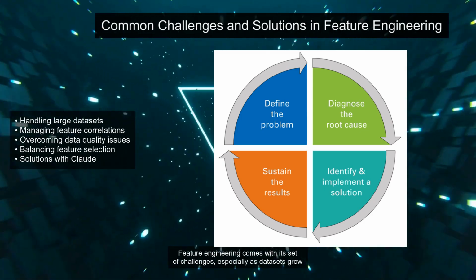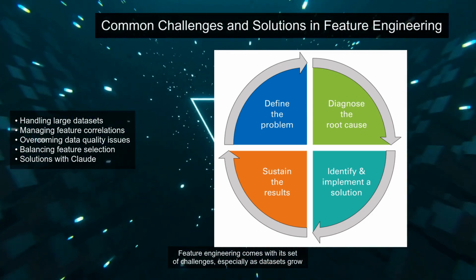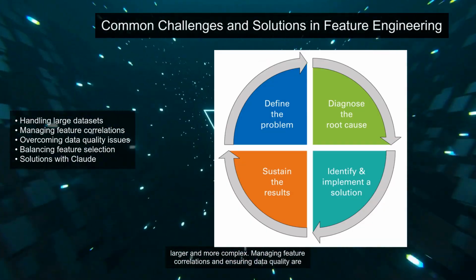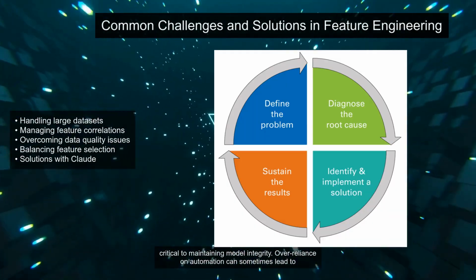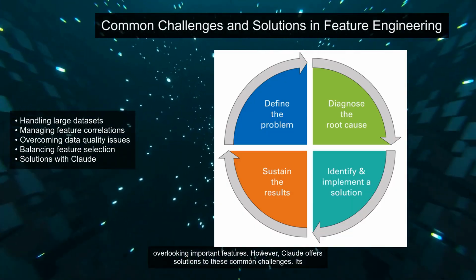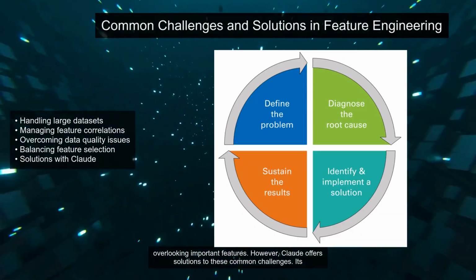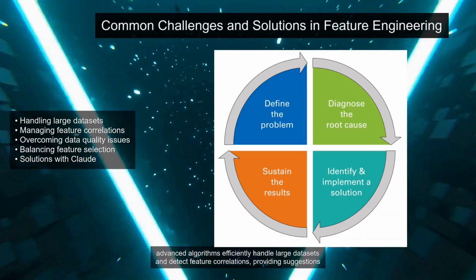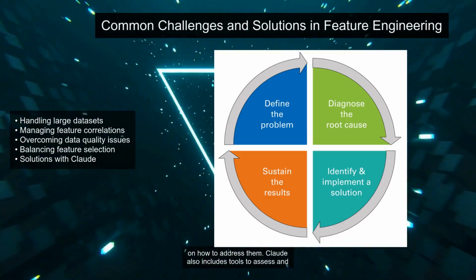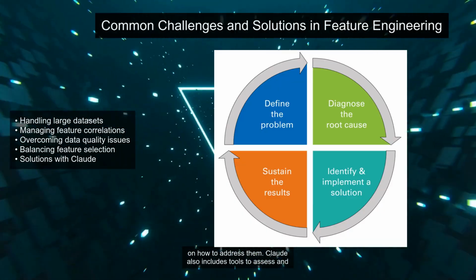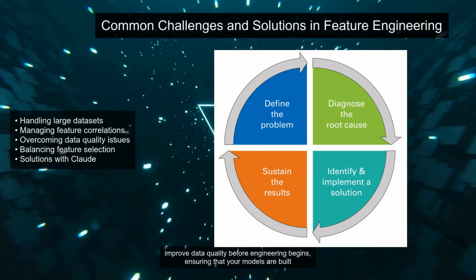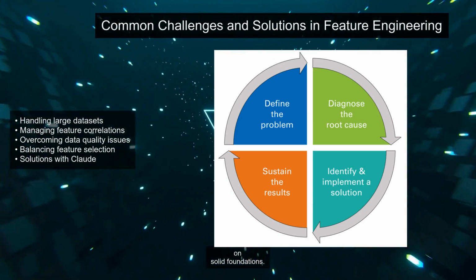Feature engineering comes with its set of challenges, especially as datasets grow larger and more complex. Managing feature correlations and ensuring data quality are critical to maintaining model integrity. Over-reliance on automation can sometimes lead to overlooking important features. However, Claude offers solutions to these common challenges. Its advanced algorithms efficiently handle large datasets and detect feature correlations, providing suggestions on how to address them. Claude also includes tools to assess and improve data quality before engineering begins, ensuring that your models are built on solid foundations.